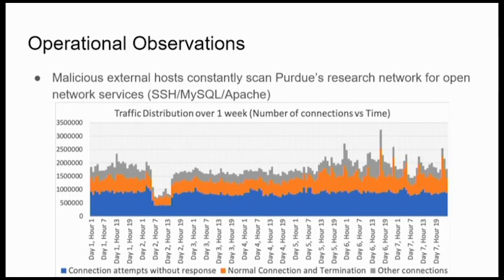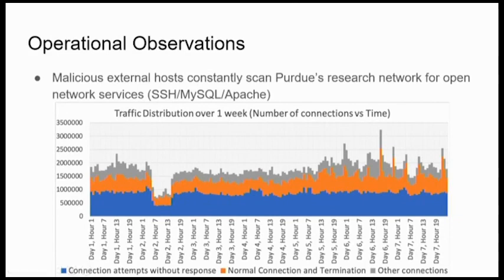On any given hour, we see over 1.5 million connections, and this diagram is very cool in the sense that it validates the functioning of our system, because as you can see, there's a clear dip right here somewhere around day 2.